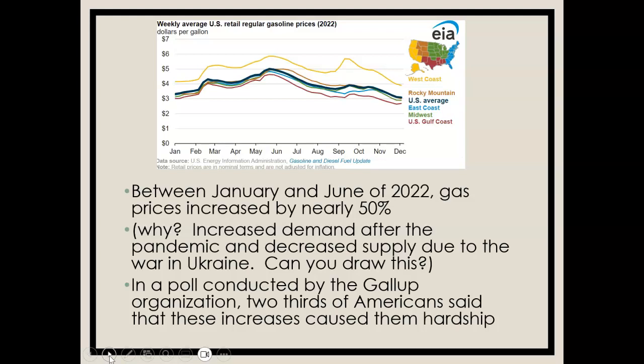All right, so we end up at this higher equilibrium price, but people didn't like that price. A poll conducted by the Gallup organization in the summer of 2022 found that 2/3 of Americans said that these increases were causing them hardship. Now they were driving back to work again after the pandemic, but gasoline was really expensive, and that placed a lot of hardship on most people's budgets.